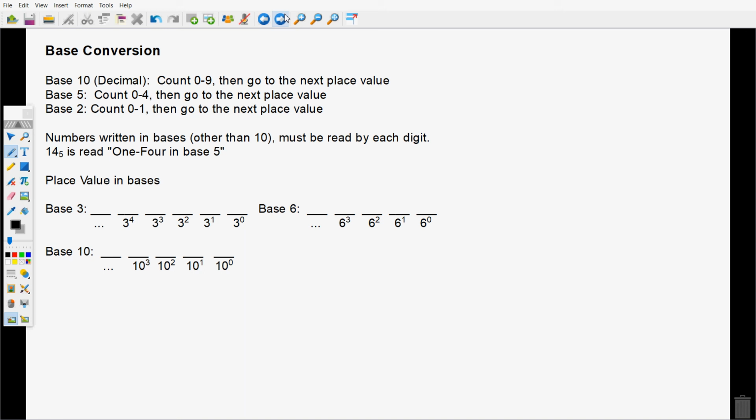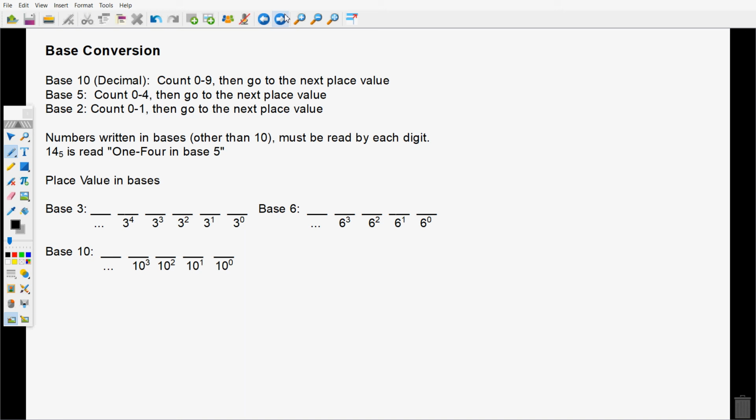For that, we count 0 to 9, and then we go to the next place value once we go past 9. And then in that place value we count 0 to 9, and once we hit beyond 9, we go to the following place value.